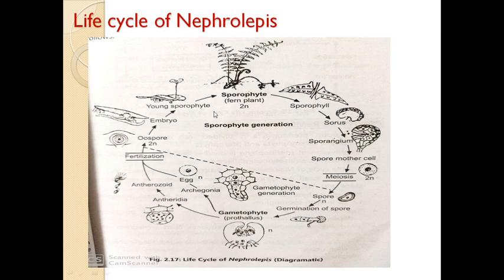Next, I am focusing on the life cycle of Nephrolepis. The life cycle of Nephrolepis distinctly shows two alternating generations: one is the diploid sporophytic generation, which is the dominant phase, and the other is the gametophytic generation, which is the haploid phase and is reduced. Remember, the sporophytic generation is dominant and the gametophytic generation is reduced. They alternate one after another in the life cycle of the Nephrolepis plant.